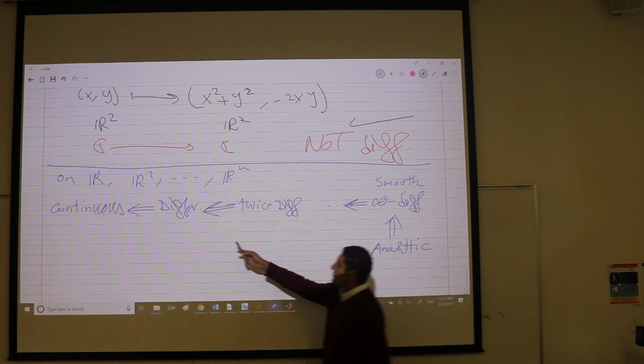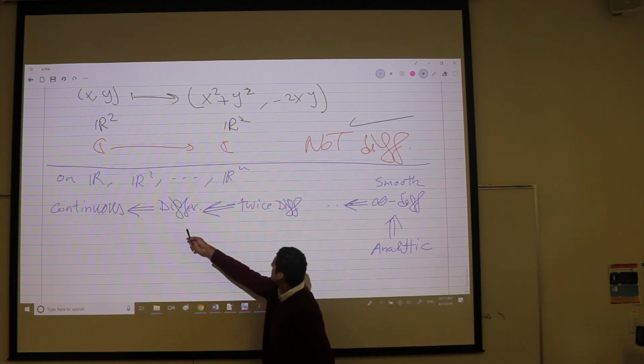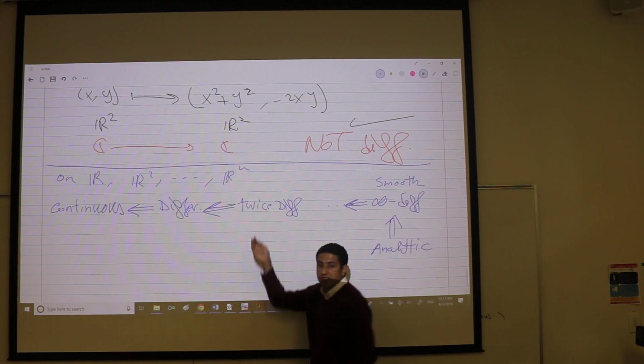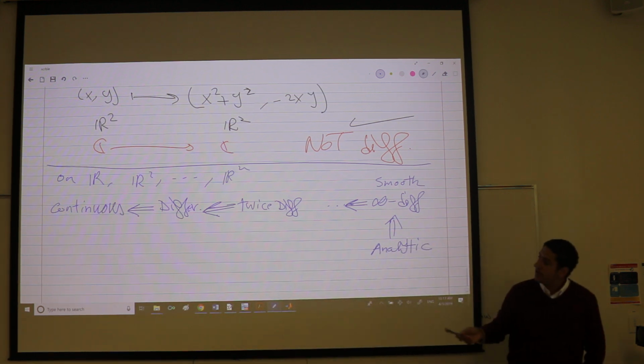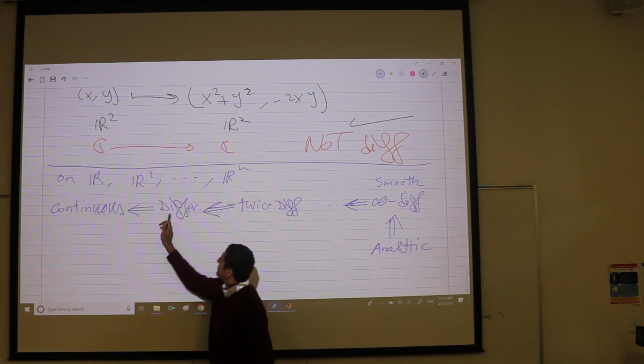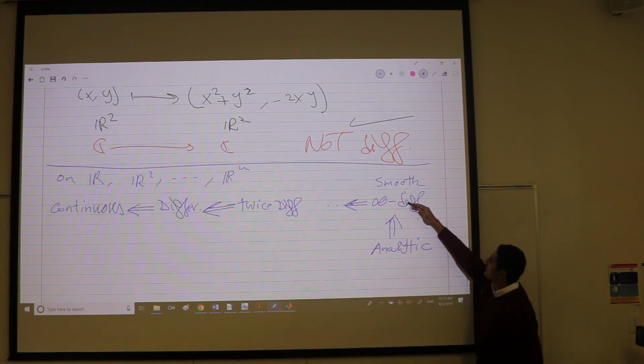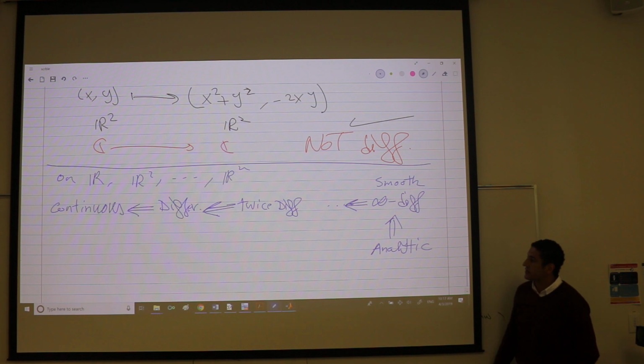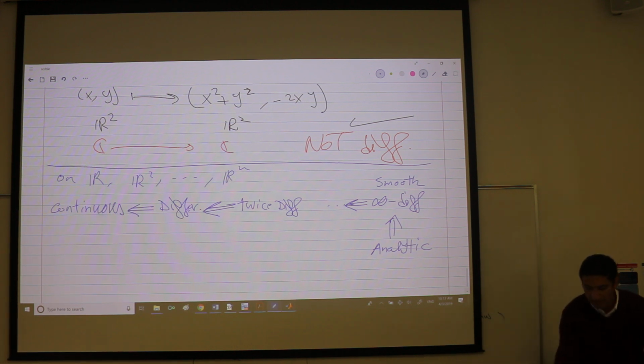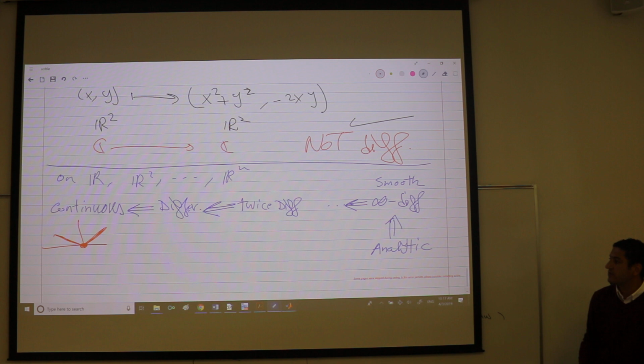If a function is continuous, it's not necessarily differentiable. If it's differentiable, it's not necessarily twice differentiable, and so on. So even if it's infinitely differentiable, it's not necessarily analytic. I'll give you an example. Obviously, this function is continuous. This is the absolute value. It has a kink here, so it's not differentiable.